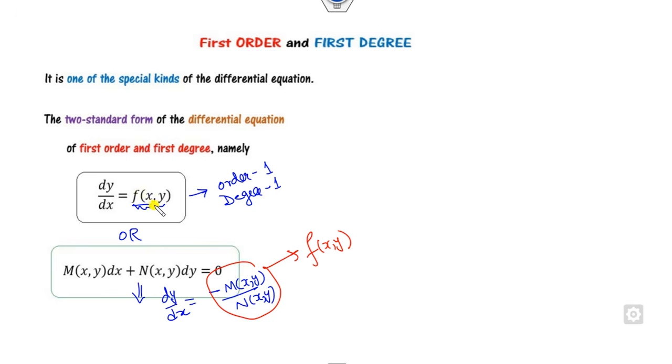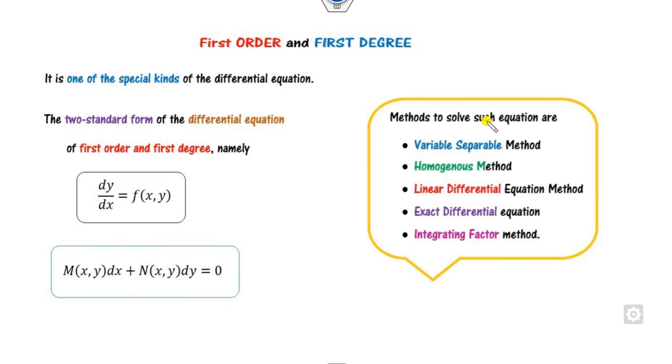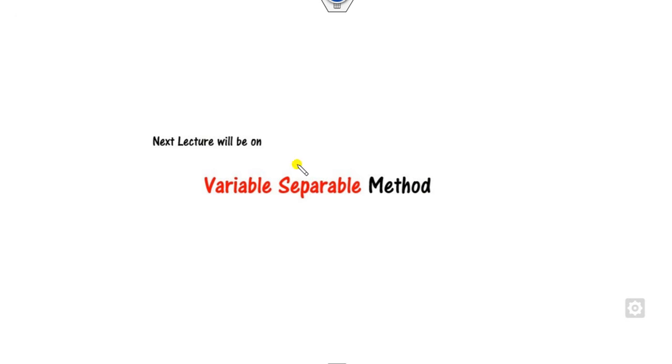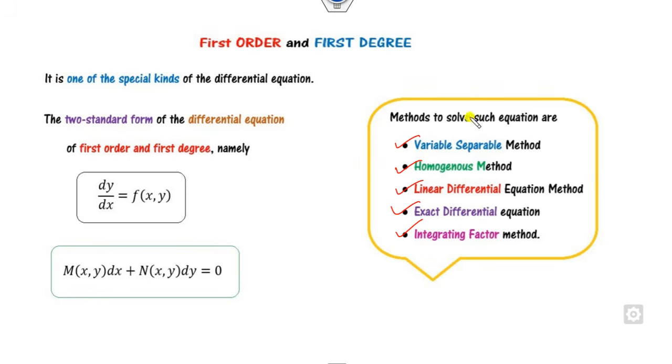How can you find the solution of this? There are several methods. First one is the separable method, then homogeneous, linear, exact, integrating factor, and many more. We will discuss them one by one in our next class. We will see the first lecture on the variable separation method in our next lecture.